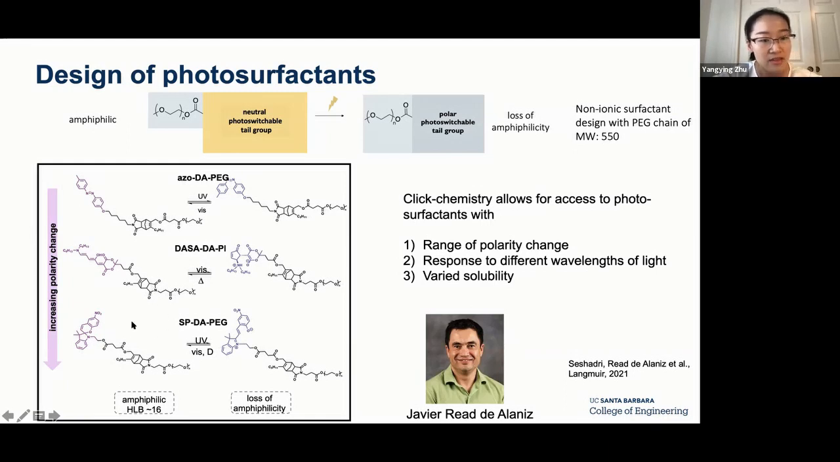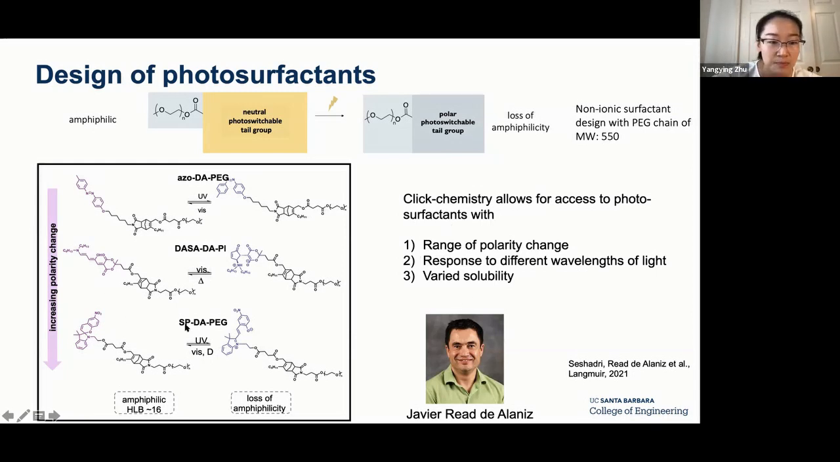They engineered this surfactant called SPDAPEG, and this type of surfactant displays a really large polarity change. It is activated by UV light, and the reverse reaction can happen spontaneously in the dark, or it can be accelerated with visible light. And so that's really, really handy.